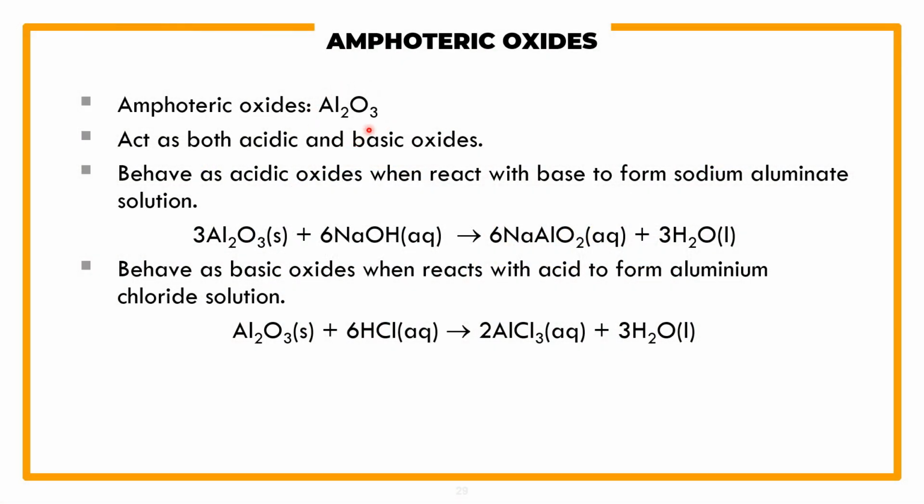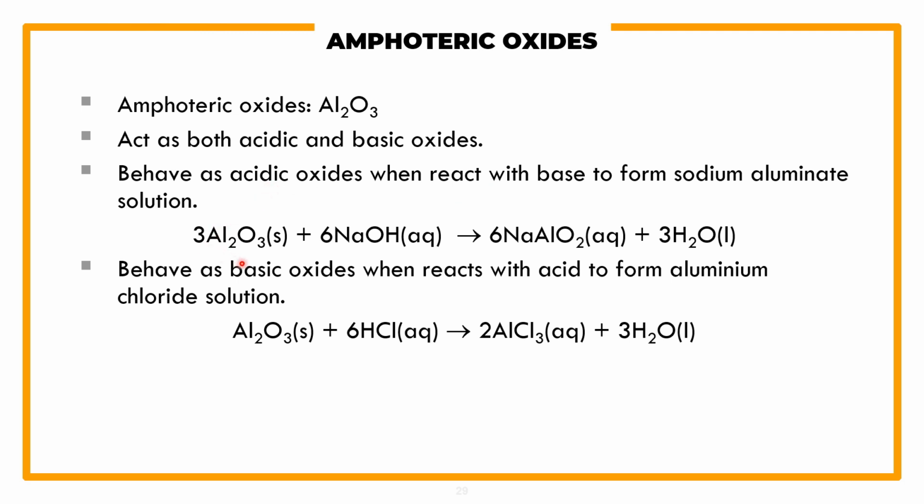Aluminium oxide is an amphoteric oxide, and it can act as both acidic and basic oxide. When this oxide behaves as an acid, it is when we react it with a base. In a reaction between a base and this amphoteric oxide, the oxide behaves as an acidic oxide. Bila kita reactkan this oxide dengan base, maka it will behave as an acidic oxide to get this equation. So we can see that this is actually the neutralization reaction.